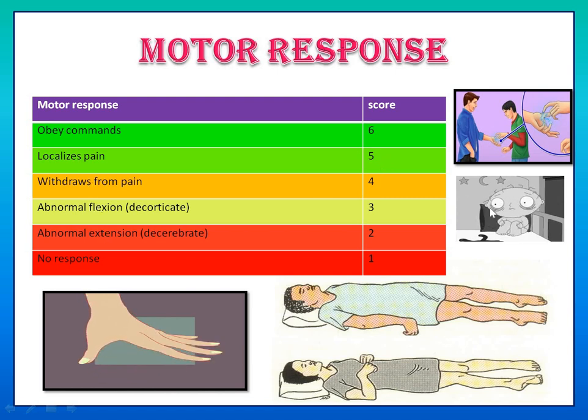If the patient moves their body parts to withdraw from pain, then the score is 4. If the patient lies with abnormal flexion, which means decorticate position, then the score is 3. If the patient lies with abnormal extension position, which means decerebrate, then the score is 2. If the patient has no response to anything, then the score is 1.